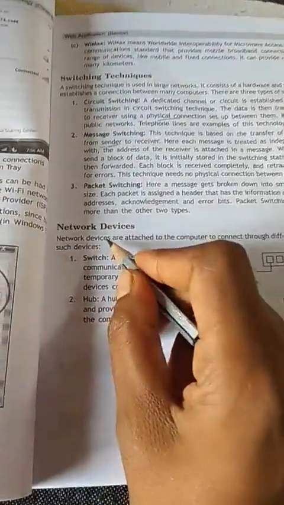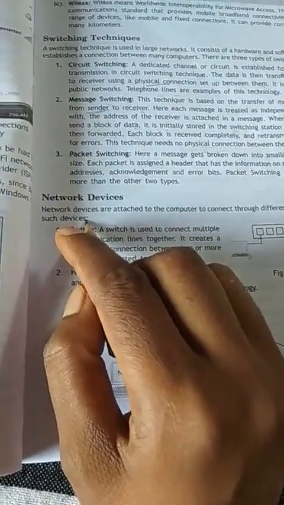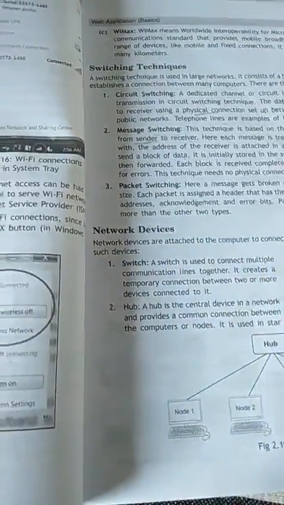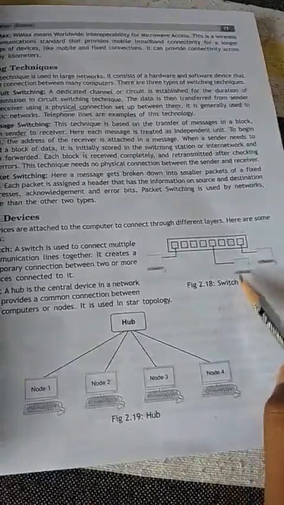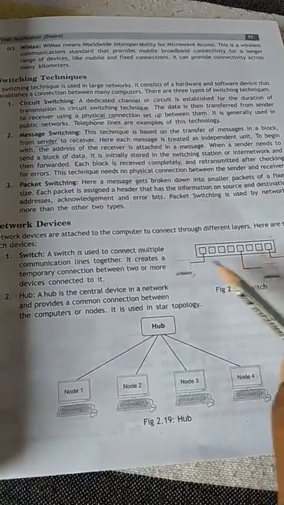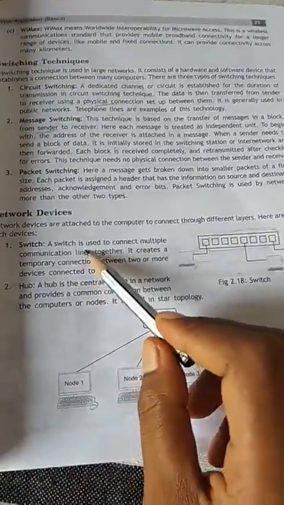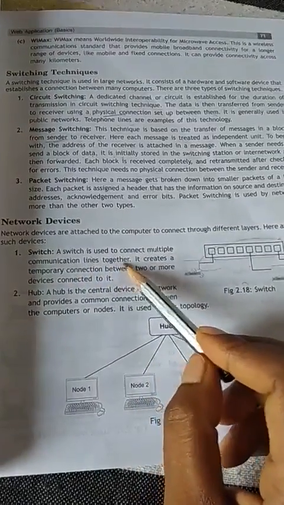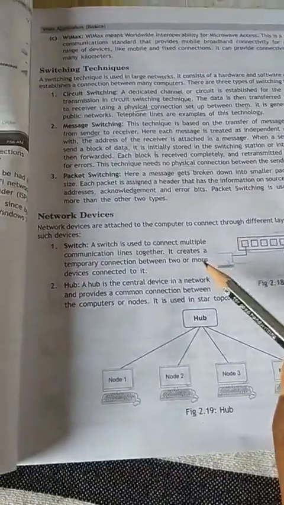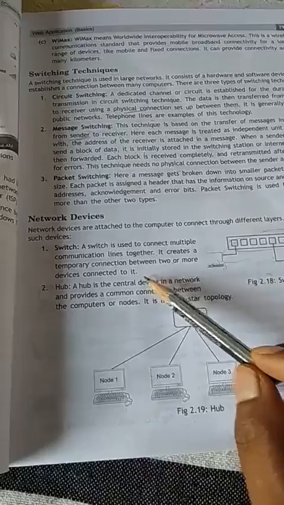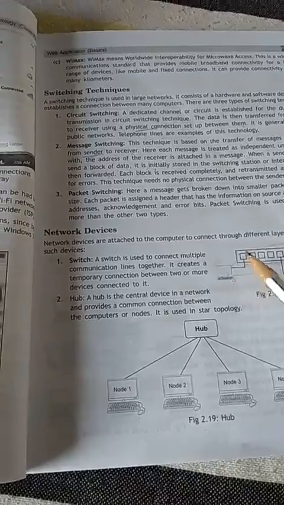So the next topic is network devices. What is a network device? Network devices are attached to the computer to connect through different layers. Here are some examples. Here you can see the switch device, in which many computers are connected with the switch. A switch is used to connect multiple communication lines together. It creates a temporary connection between two or more devices connected to it. This type of connection is temporary, not permanent.